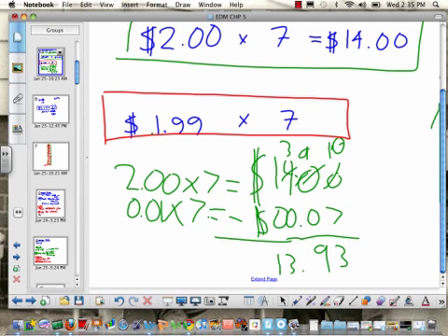So that's about the approach. I know it took a few minutes to explain, and if you're still listening, then that's great for you. If you have any questions, as always, give me a call. But that's about what we'll be looking at the next couple of weeks for multiplication.